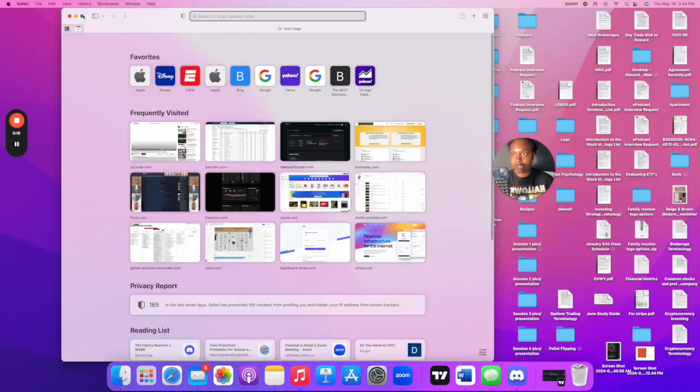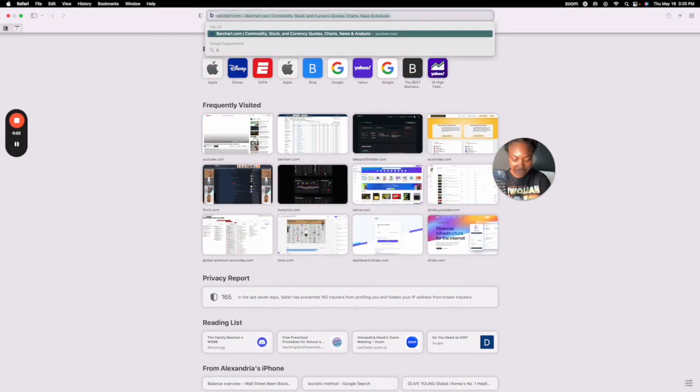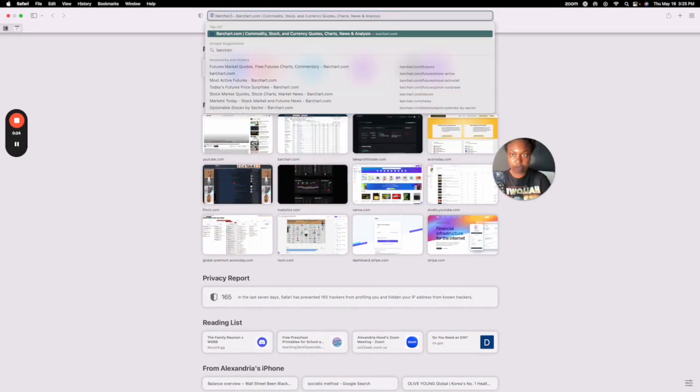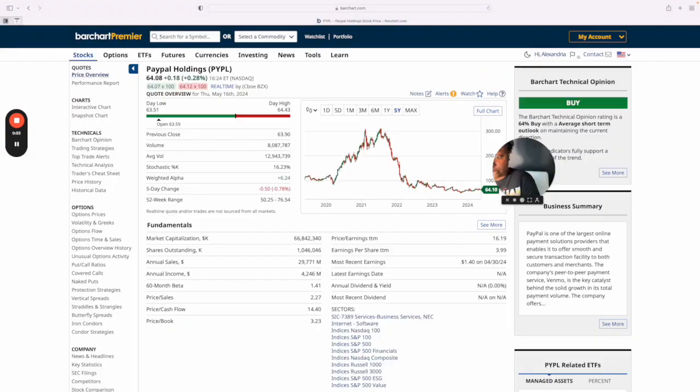Where I'm about to head to is Barchart. What I'm showing y'all is actually on the free version that you can use. When we type in PayPal, this is what pops up. You're going to have all of your fundamental metrics, and over here is where you're going to have your technical analysis options.